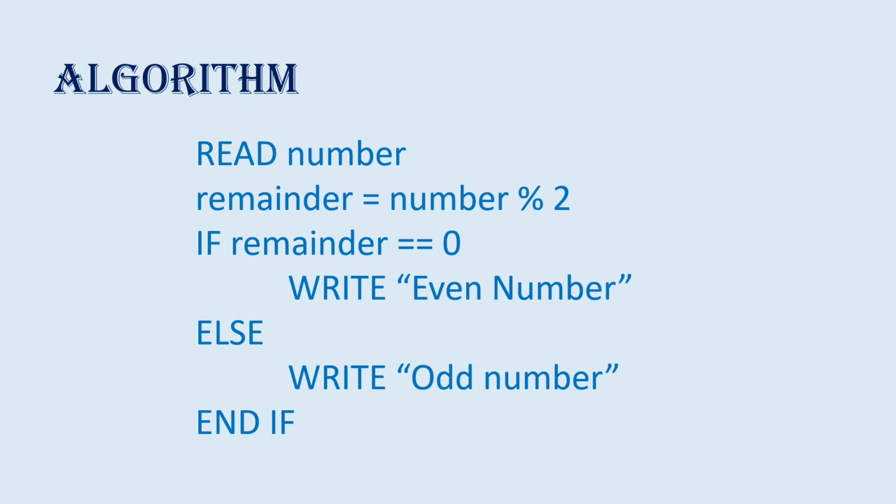First, the program reads the number from the user and calculates the remainder using the modulus operator. In the next line, we use if and else statement. Here we use double equal to as we are checking if it's equal to 0 or not. So if the remainder is equal to 0, it will print even. Otherwise, it will print odd. Now the if statement ends and the program stops.